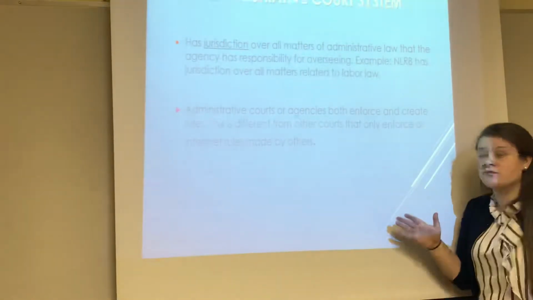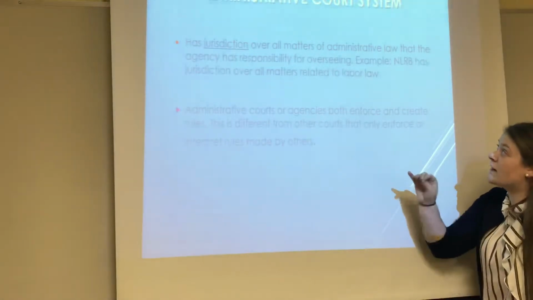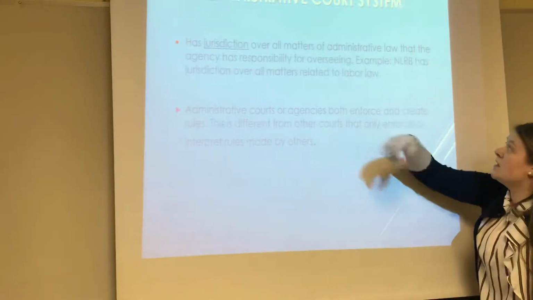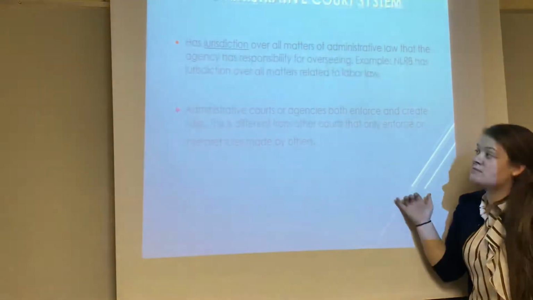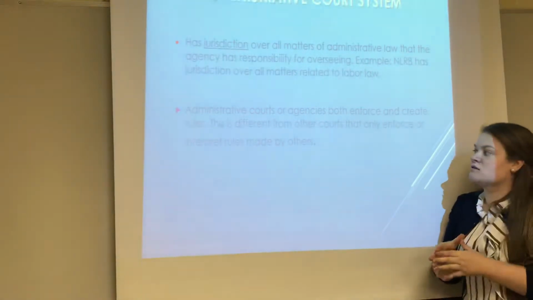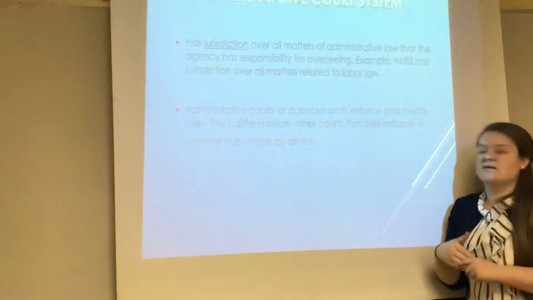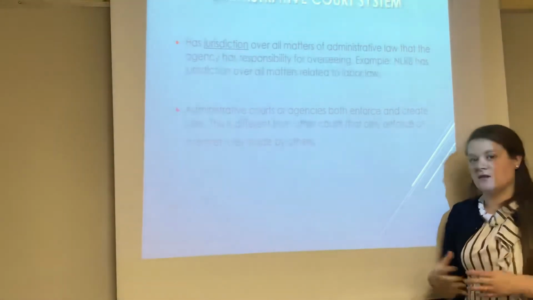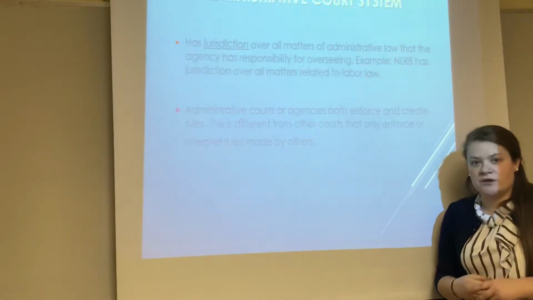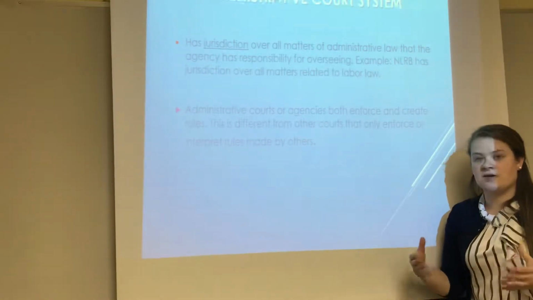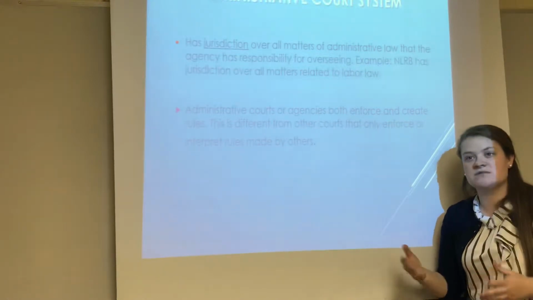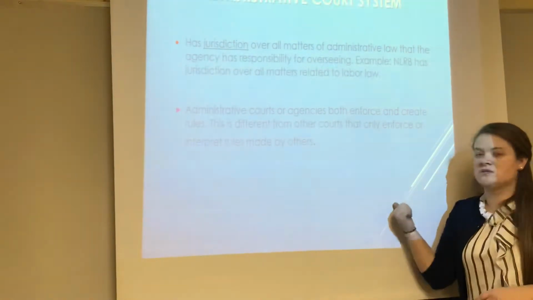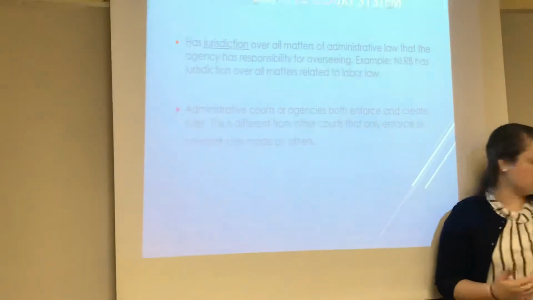So, like I said, these administrative court systems, they have jurisdiction over all matters of administrative law. That agency has responsibility for overseeing, except NLRB. That's one we'll talk about later this semester. So these agencies are in charge of their own rules and interpret rules how they see fit. Like I said, a good example of that is the NFL Players Union, their collective bargaining agreements, things like that. Rules that NFL players live by don't really apply to the rest of society. Things that they're worried about don't really make sense for you and I. So this is when a form of administrative law comes into play.